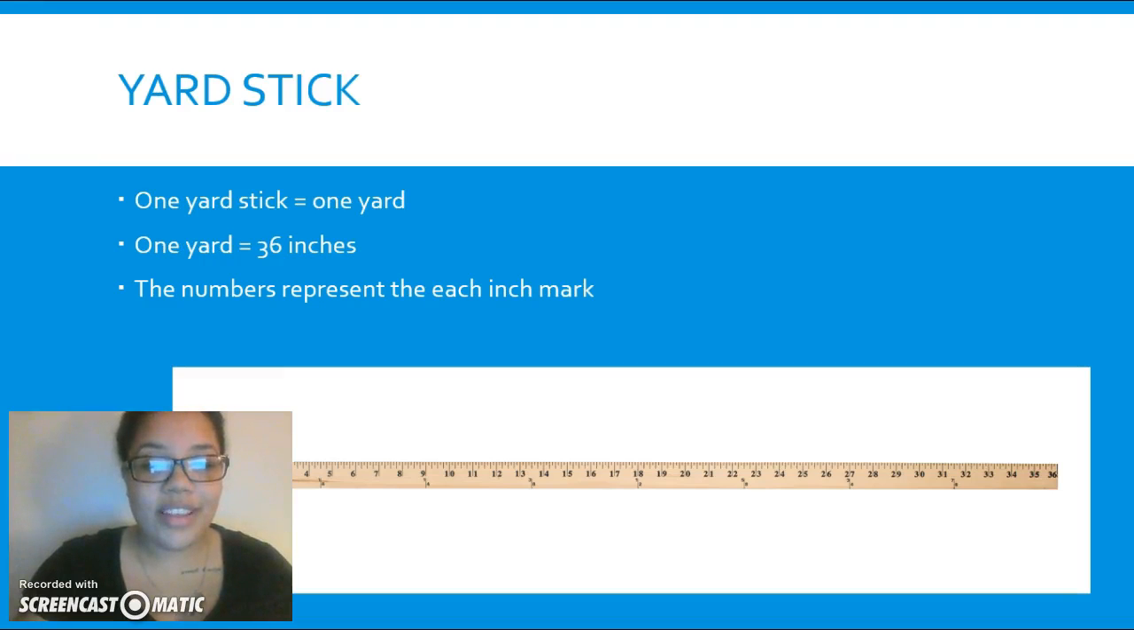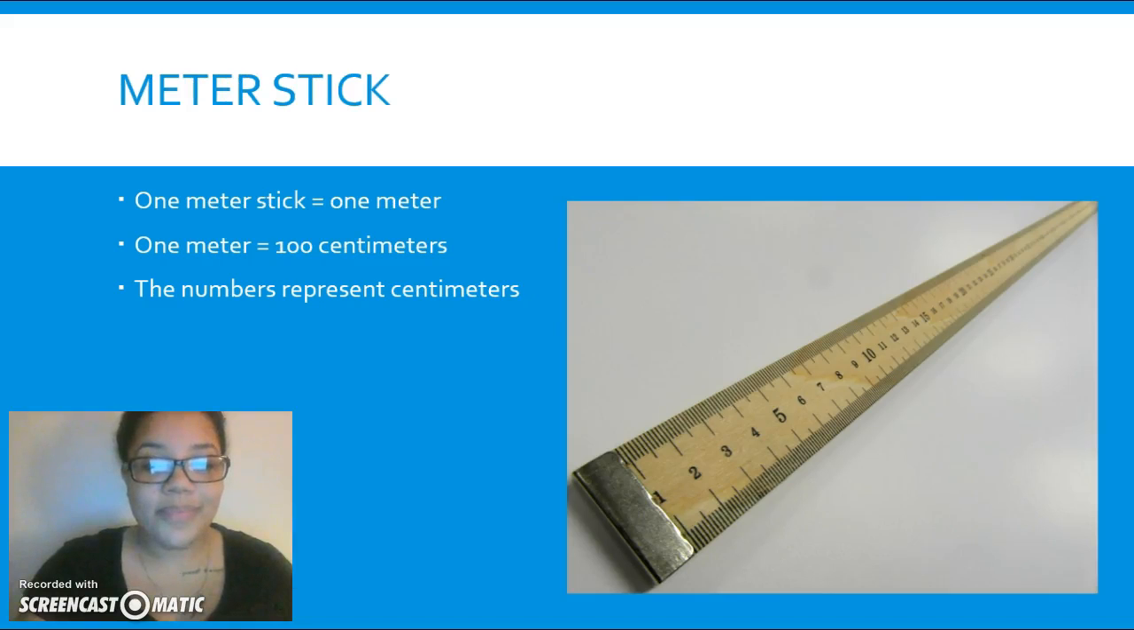Next, we have a yardstick. 1 yardstick in length is equal to 1 yard. 1 yard is equal to 36 inches. That's right. 1 yardstick is equal to 3 rulers. Just like with the ruler, each number on the yardstick represents the inches.